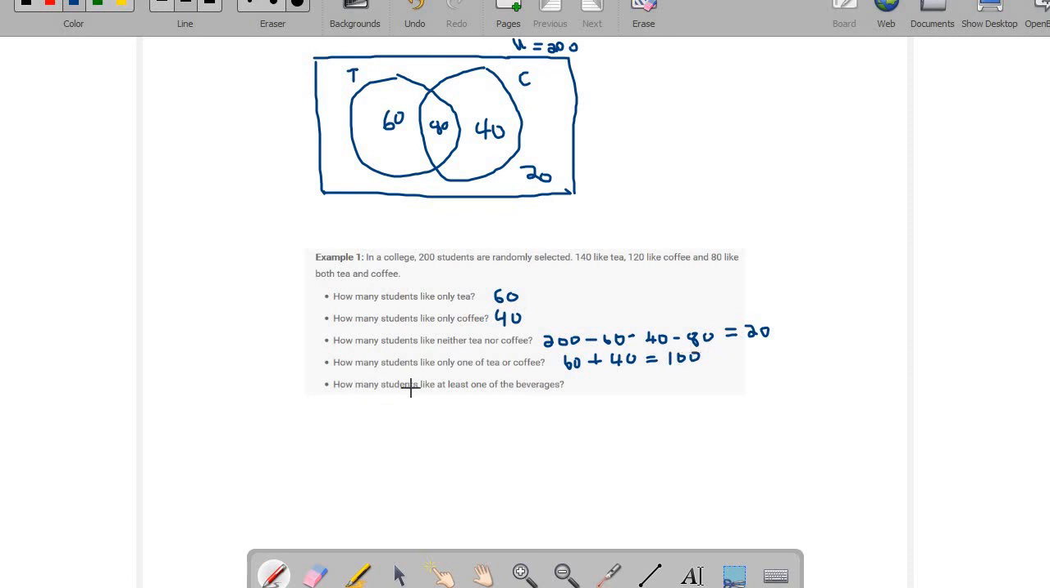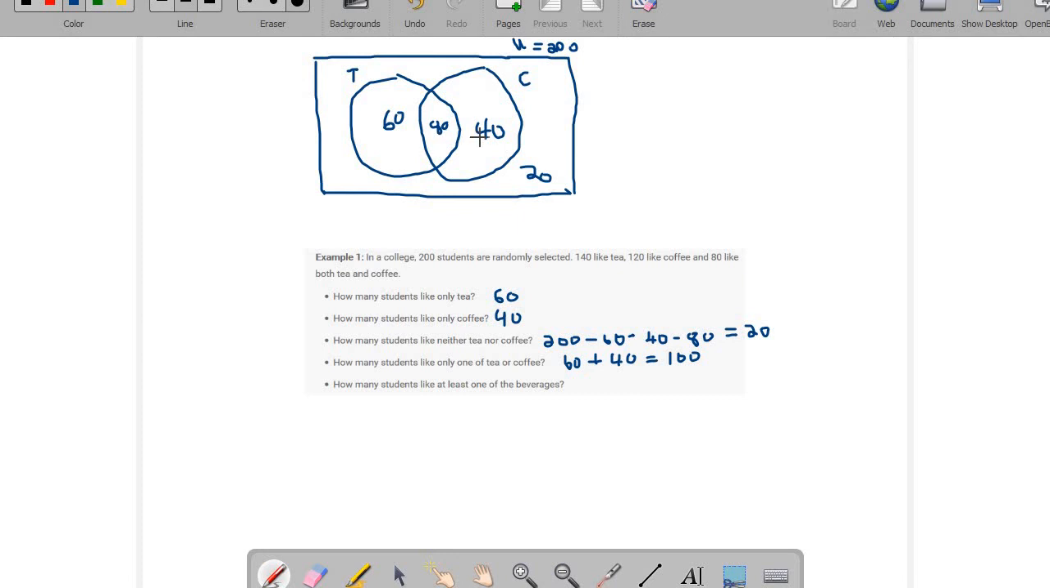All right, it says how many students like at least one of the beverages. So when it says at least one, remember this section represents those who like tea only. The intersection represents those who like tea and coffee. So these persons like 2 beverages. Same thing here, this section represents those who like coffee only. So these persons like only 1 beverage. These persons like two beverages. But it said at least one, so it means 1 or more.